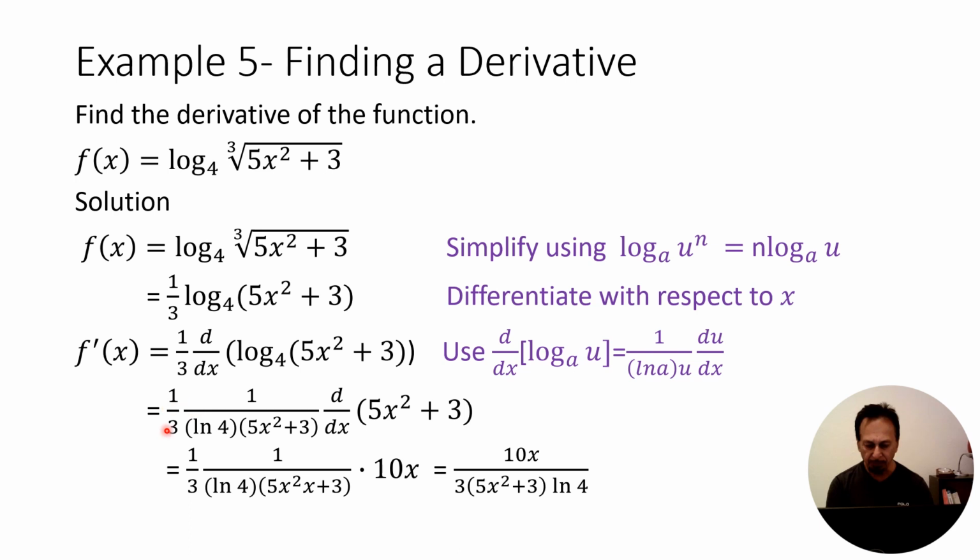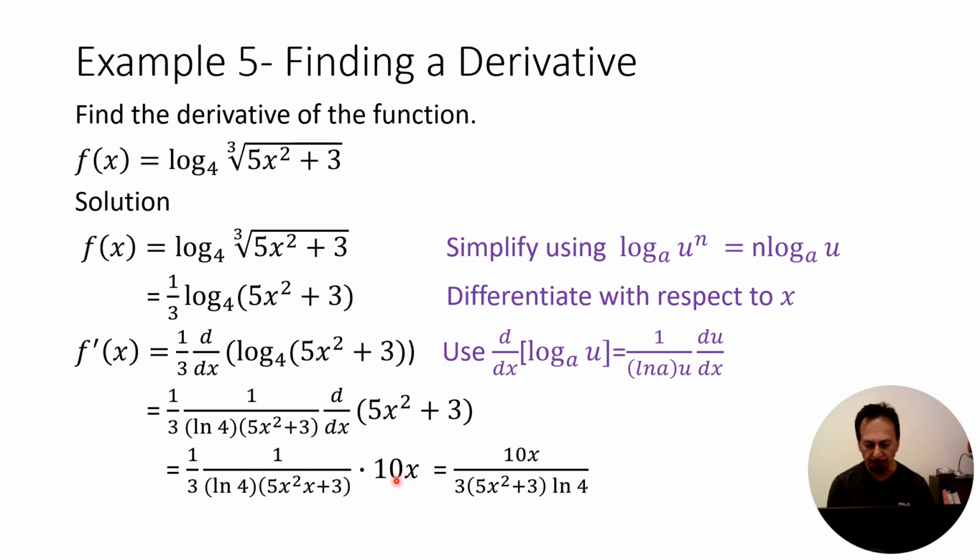So we can write 1/3, and that would be natural log of a, and a is 4, so we write natural log of 4. And now this is u, so we write 5x squared plus 3, and then multiply by the derivative of u, which is 5x squared plus 3. So now we copy down 1/3 times 1 over natural log of 4 times 5x squared plus 3. Now the derivative of 5x squared is 10x, and the derivative of 3 is simply 0, so we just have 10x.